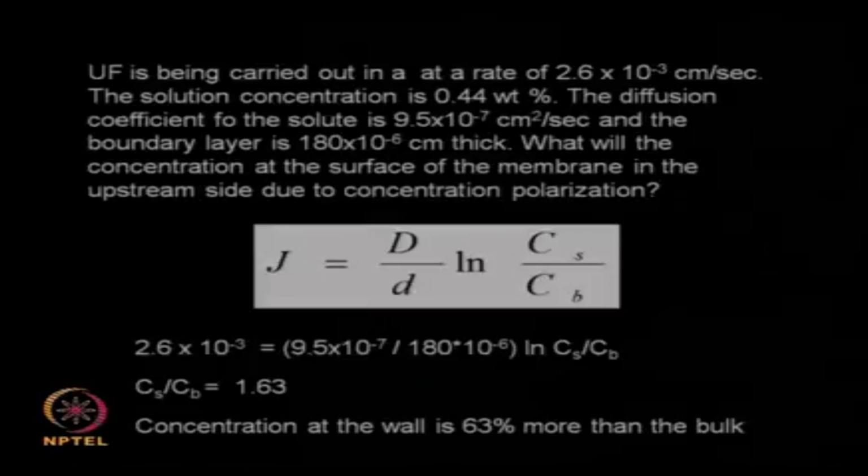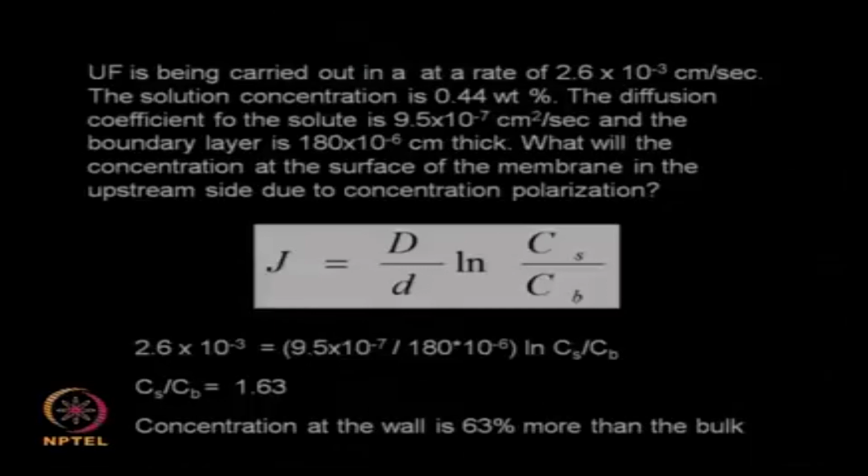Because of this concentration polarization, because of the buildup of the concentration, sometimes the rate of filtration slows down, because there is a buildup of concentration in the upstream. So you can see how much the concentration polarization is going to affect your filtration process.